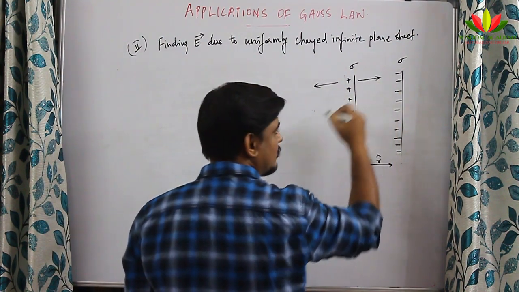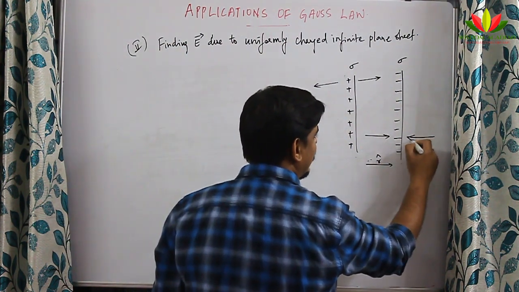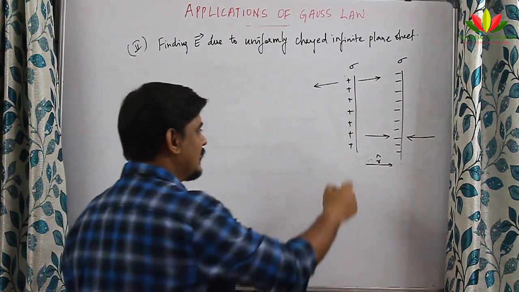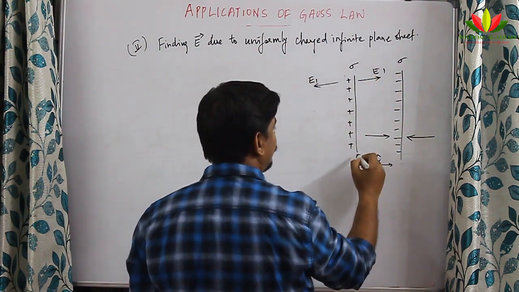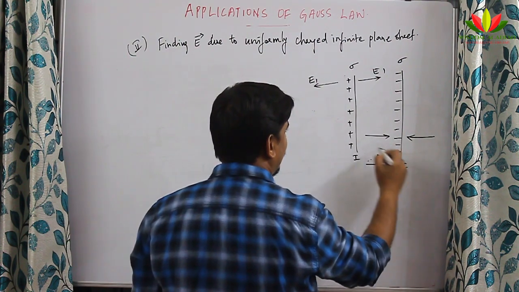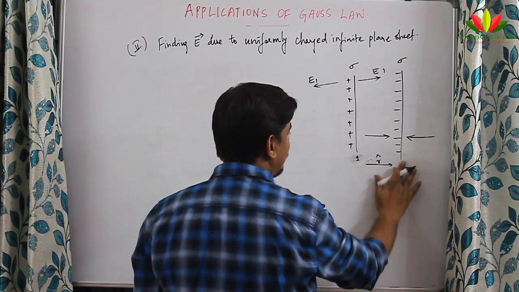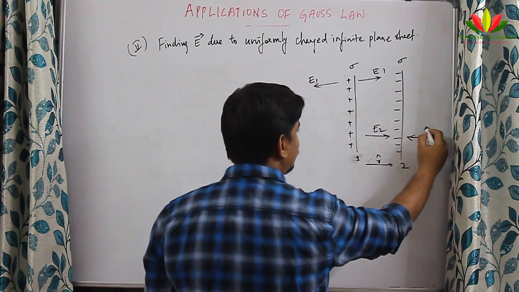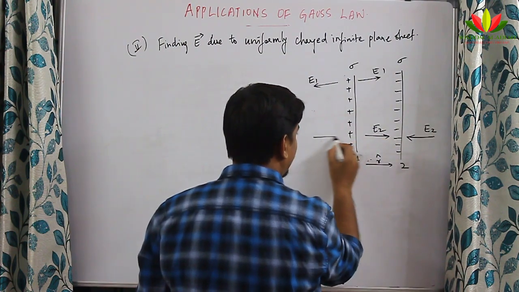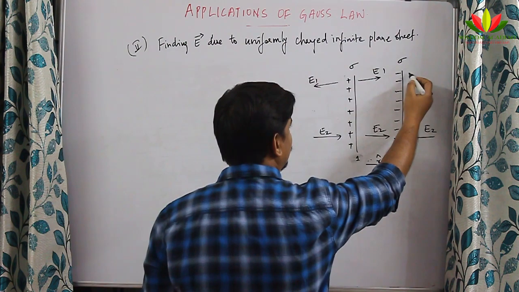Here also outwards. For this plate, it will be inwards and inwards like this, isn't it? So this is the first plate. I write it as E1. This is the first plate and this is the second plate. Sorry, I should write like this, it will be easy for me. First plate and second plate. And this is E2 and this is E2. So E2 for here will come like this, and E1 for there will go in this direction.